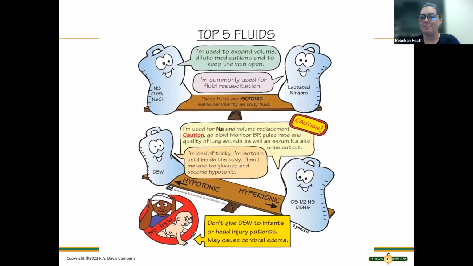This is a nice little picture that I found, and I'm posting this in the resources, and you can see there's several of these in the presentation. Right here, the top fluids, they have NS, or 0.9% NaCl, sodium chloride, or lactated ringers, sometimes called LR. These are isotonic. Down here, you have hypertonic, that's an increased concentration. That's why he's kind of heavier. And then there's hypotonic, lower concentration. That's why he's lighter. And so we would use some of these fluids depending on what kind of imbalance our patients have.